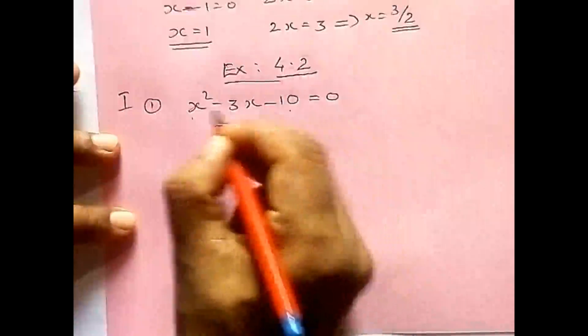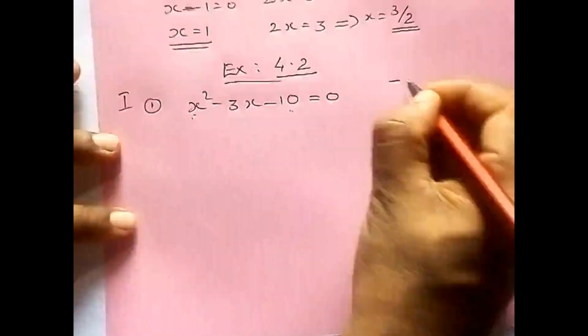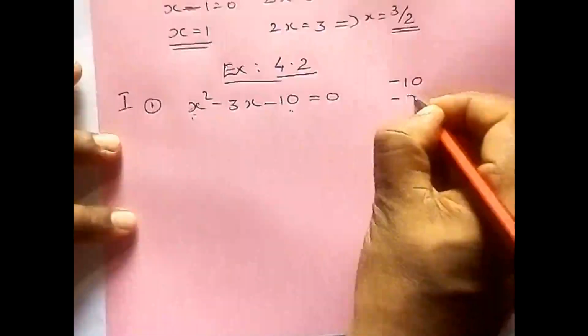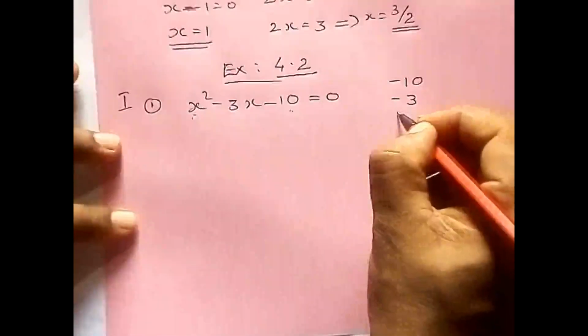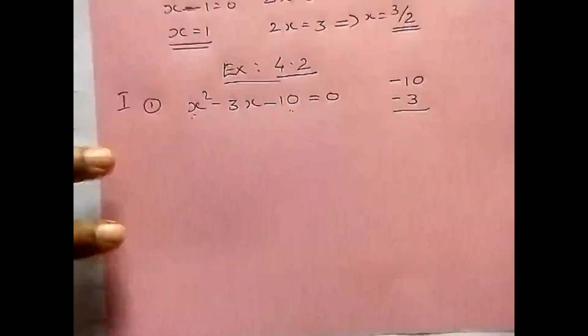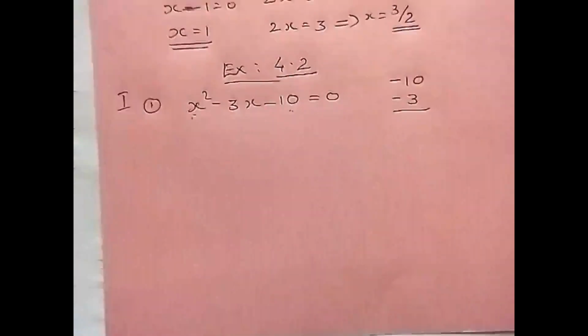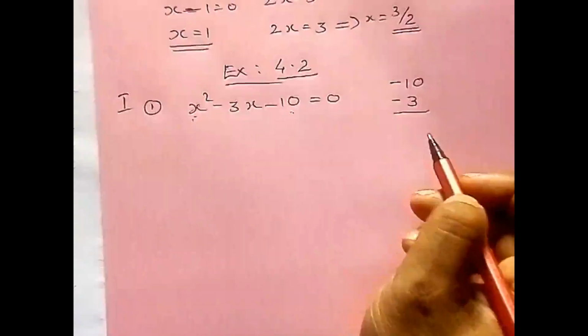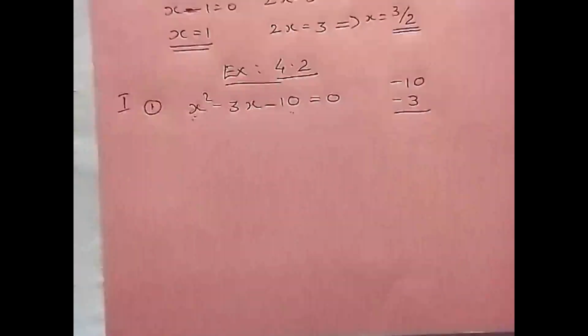So what is the product here? A and C product is equal to minus 10. And what is the sum? Sum is equal to minus 3. See, we have to find two numbers in such a way that their product is minus 10 and sum is minus 3. So let us see how we will make it out.